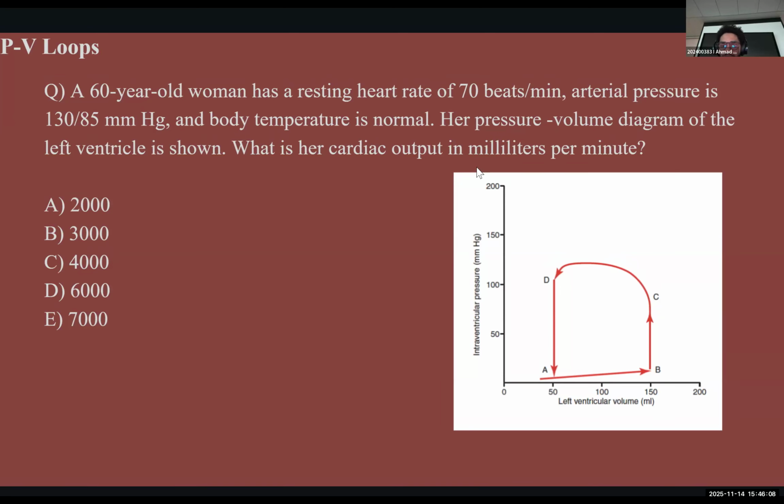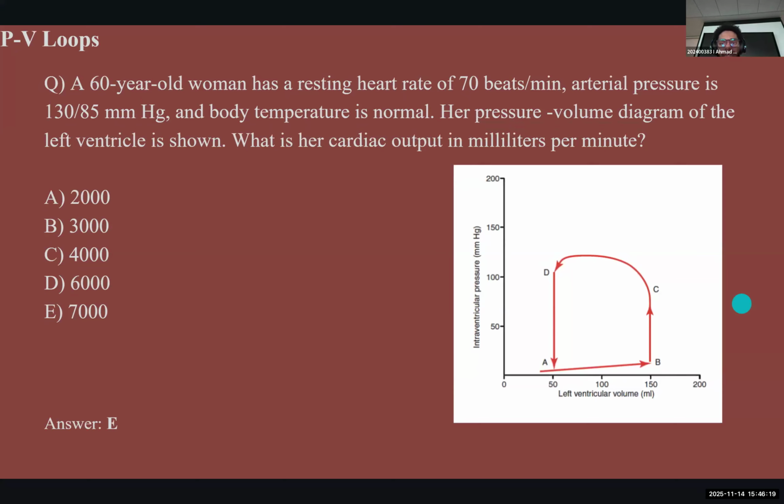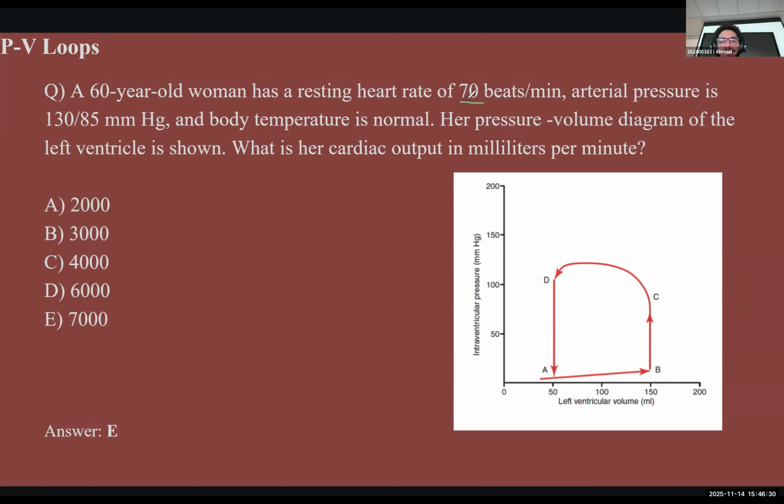Mariam, you were asking for the PV loops. Yes, it is the ventricular pressure, not the aortic pressure. The answer for this question, as you said, mashallah, is indeed E. So, how did we solve this question? An important tip, whenever you're solving, look for keywords in the question. Here, you've got 70 beats per minute. This is important. What did they ask us to calculate? Cardiac output. So let me go to the next slide.